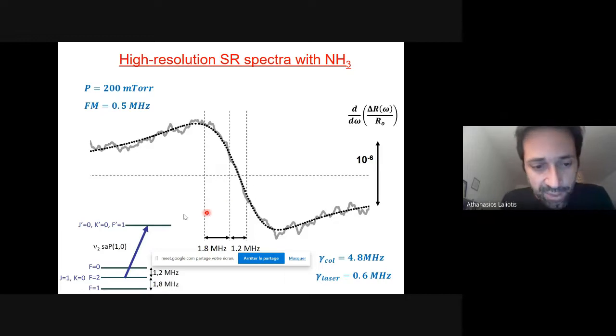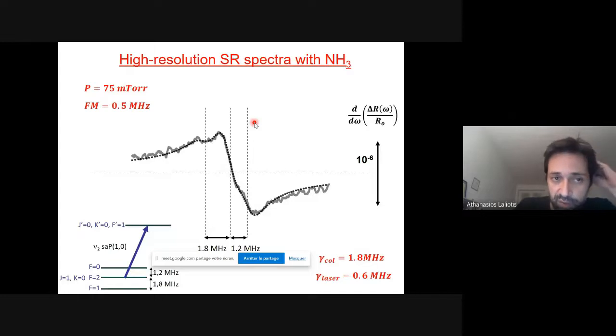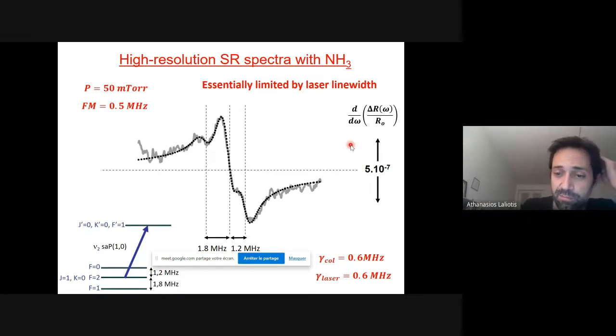So let me guide you through this. Here, for example, you have the hyperfine structure of ammonia, which is relatively small, with separations of about 1 or 2 megahertz. This is a signal at a pressure of about 200 millitorr. Here you're not sensitive to the hyperfine structure; you have gammas of about 5 megahertz. Then you reduce your pressure to 75 millitorr. Here the gamma decreases and you start seeing the hyperfine structure. And eventually at 50 millitorr, you have gammas around 0.6 megahertz, sub-megahertz. You can see the hyperfine structure.